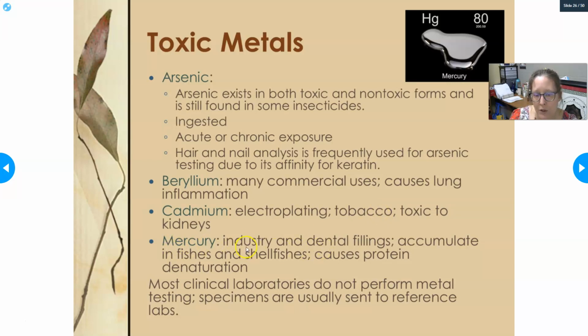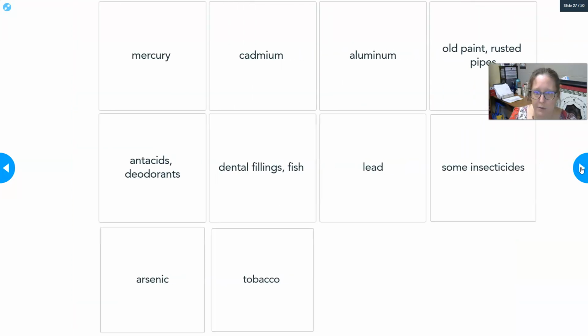Mercury is used in industry and in dental fillings, the silver dental fillings, older dental fillings. It can accumulate in fishes and shellfishes, and mercury can cause protein denaturation. This is one of the heavy metal toxicities that can go undetected for a long time and cause all kinds of health problems. Most clinical labs don't perform metal testing. Specimens are usually sent to reference labs for toxic metal testing.